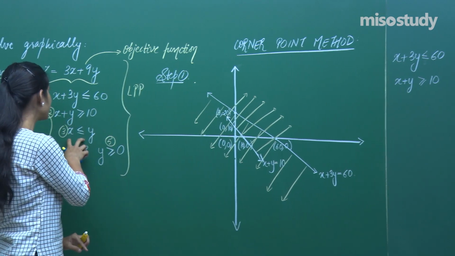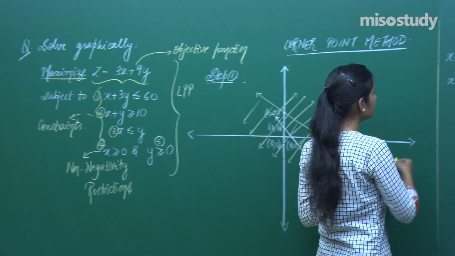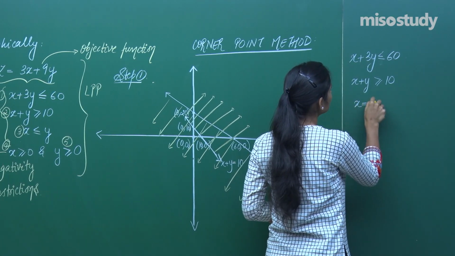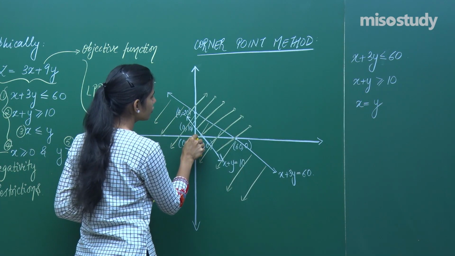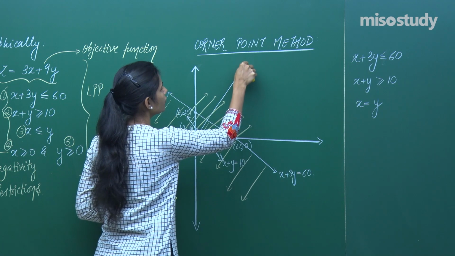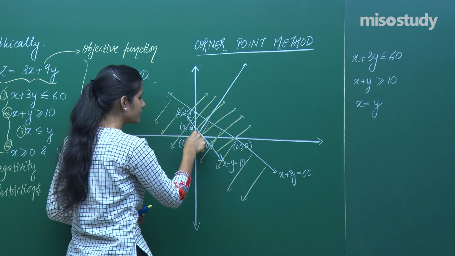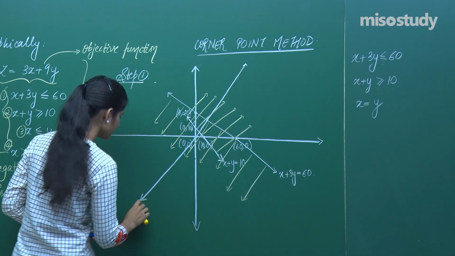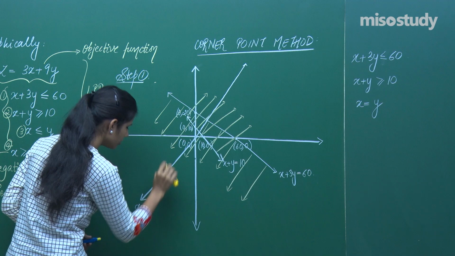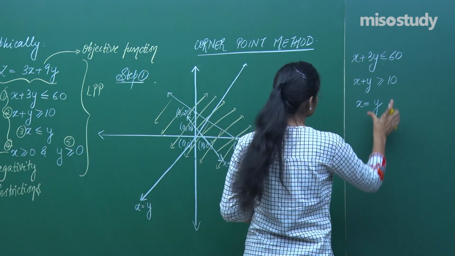Moving to the third, x is less than or equal to y. Again, if you consider this equation, x is equal to y. X equals y is a straight line passing through the origin, inclined at an angle of 45 degrees with the positive direction of the x axis. So this is my x equal to y line. Okay. I am saying I want x less than or equal to y.